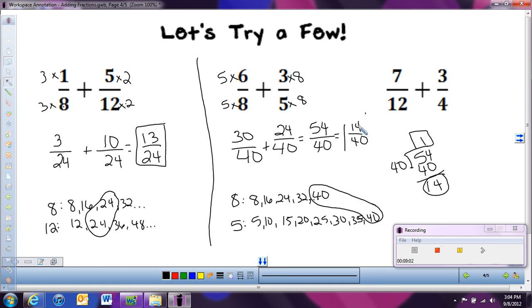Still not done in this case, because we can simplify 14 40ths. And what goes into 14 and 40? 2 goes into both. Yes, 2 goes into both of them. I can divide by 2, divide by 2, and get 1 and 7 20ths. And that would be our final answer.